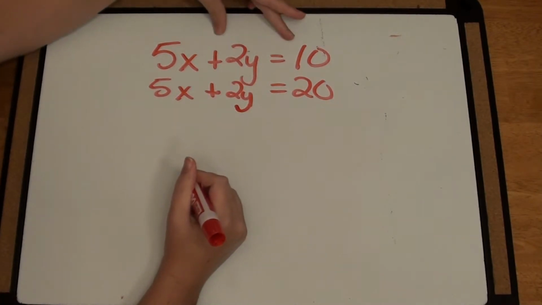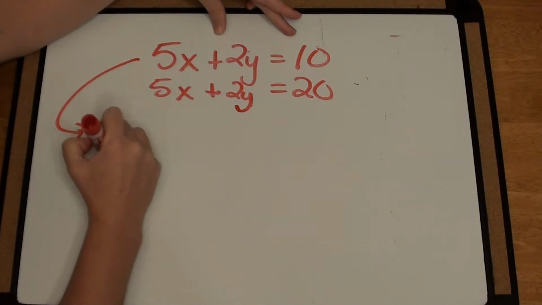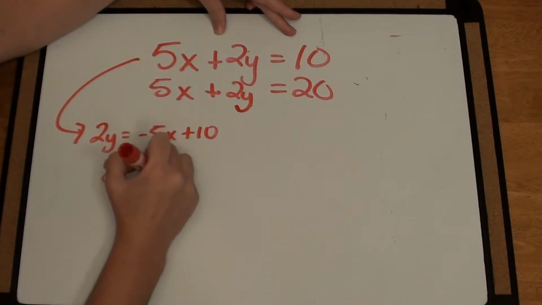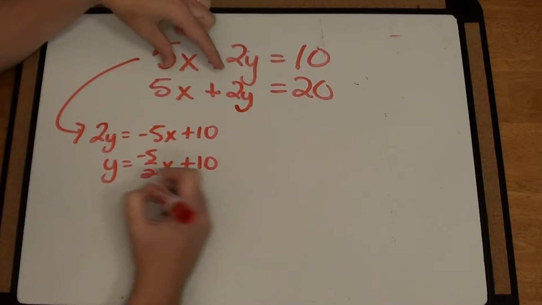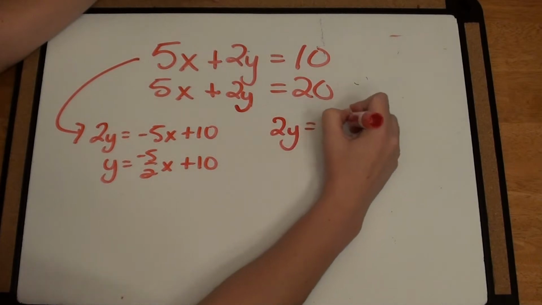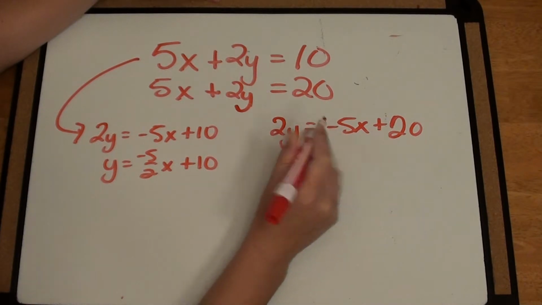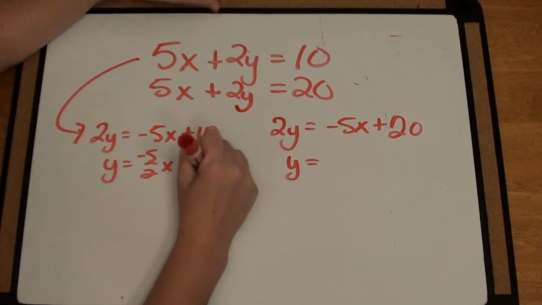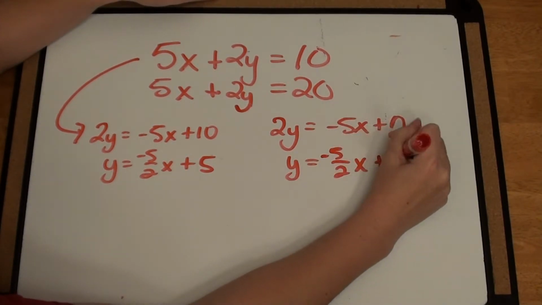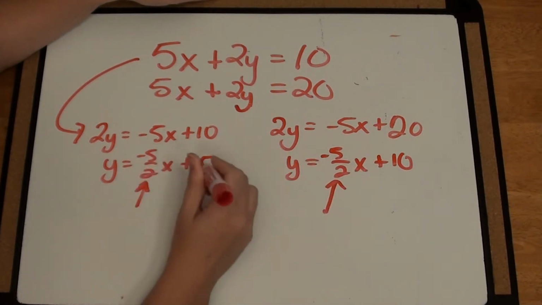So, for fun, let's go ahead and convert this first one into slope-intercept form. We would get 2y equals negative 5x plus 10. That means y equals negative 5/2 x plus 5. And this one, we're going to get the same thing. We would get 2y equals negative 5x plus 20. So y equals, this should have been 5, because 10 divided by 2 is 5. Okay, so this one should be negative 5/2 x plus 10. So here, the slopes are identical, but the y-intercepts are different.